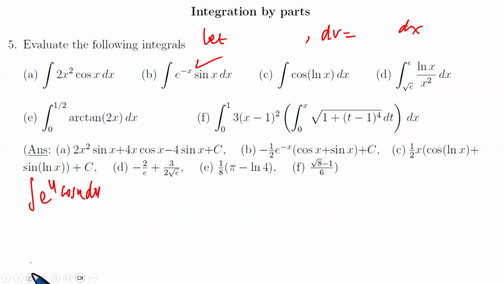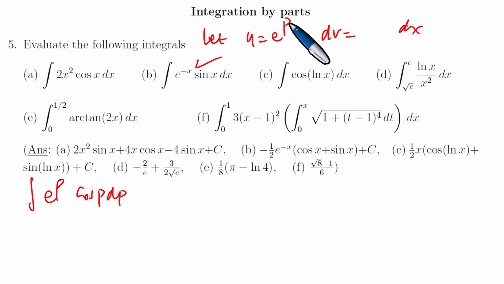So now we come here, and we've transformed that integral to the integral of e to the p cosine p dp, right? We come to this, we let u be e to the p, and dv be cosine p dp.